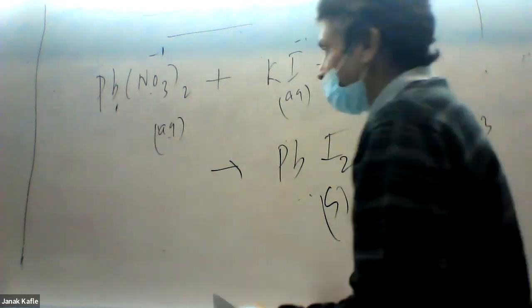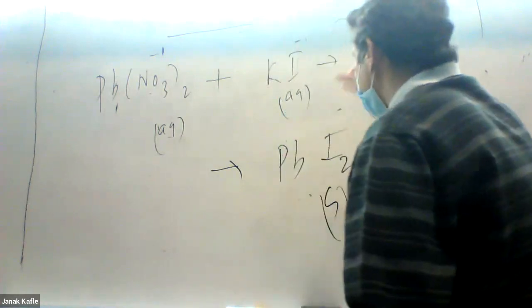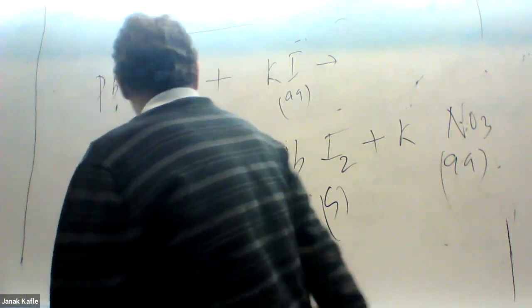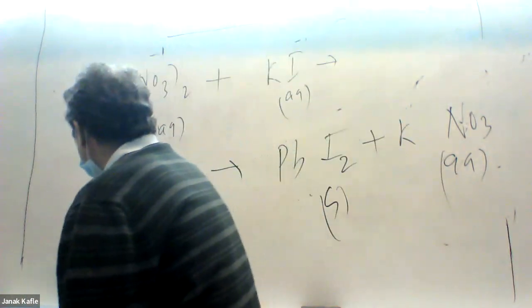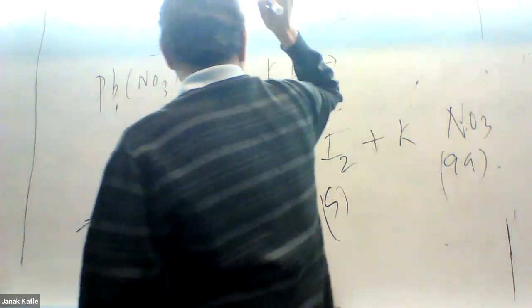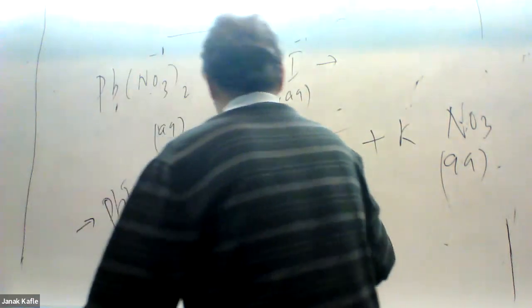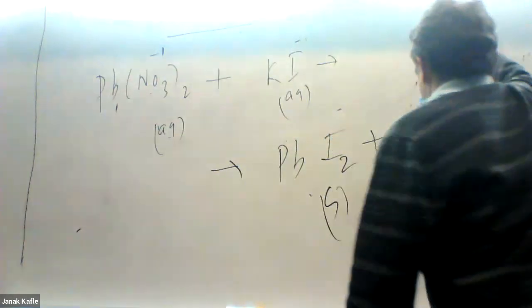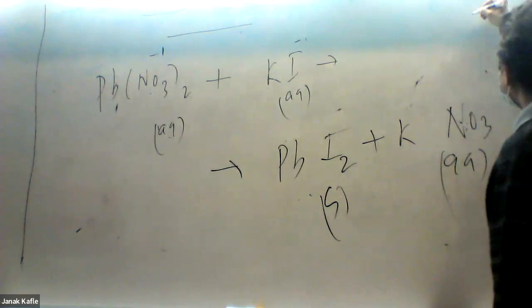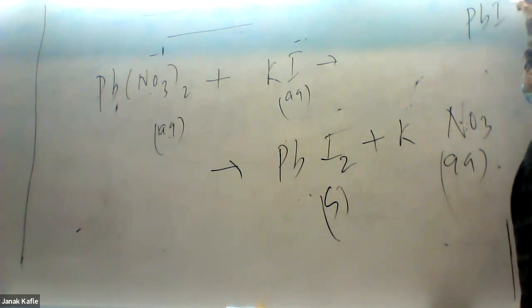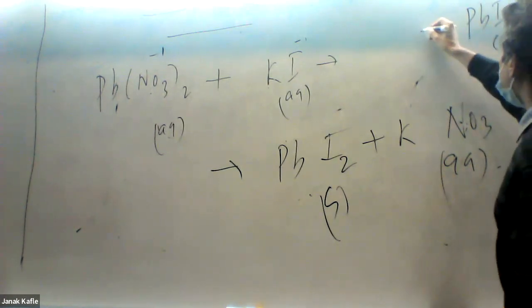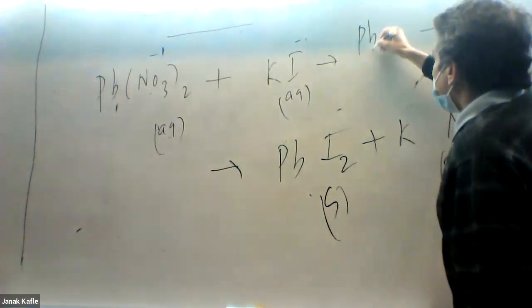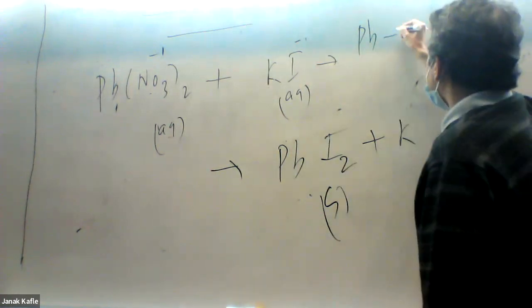So now let's write the net ionic equation. So I just take that solid PbI2 and write here. So PbI2, that solid I pick, and this is coming from Pb there, and where is I? So I is here.